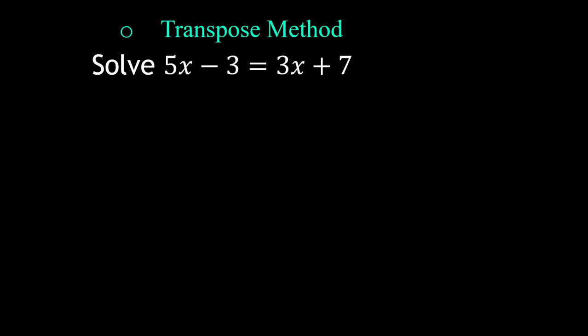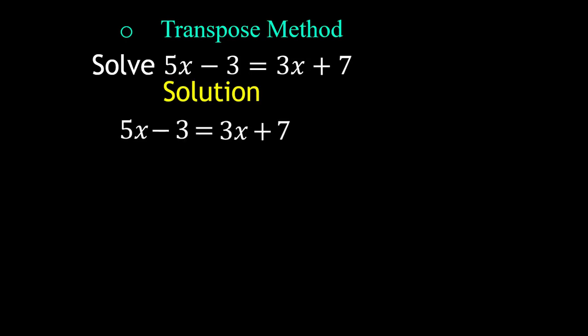Example 1. Solve 5x minus 3 equal to 3x plus 7. Solution. Let's write the expression down. Now first off, let's write it again. And now, what is the first step we are going to take? What we normally do is move the variables to one side and then move the constants to the other side. So in this case, we are moving 3x to the left hand side.